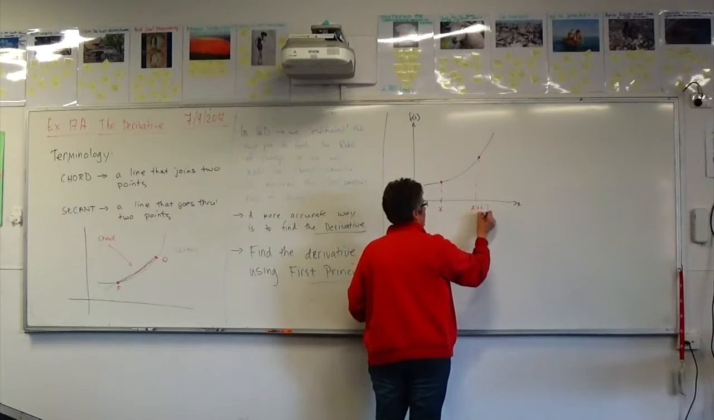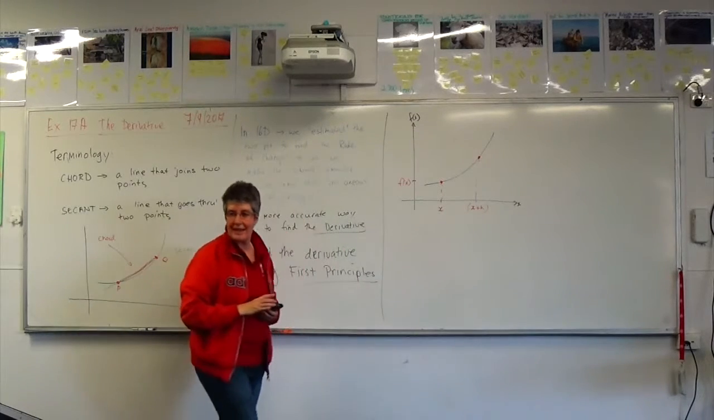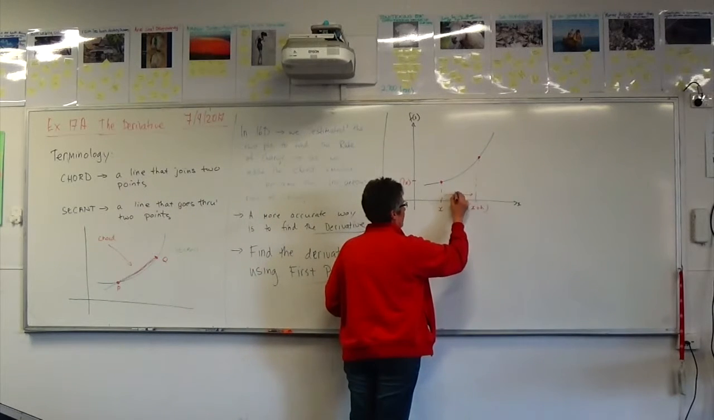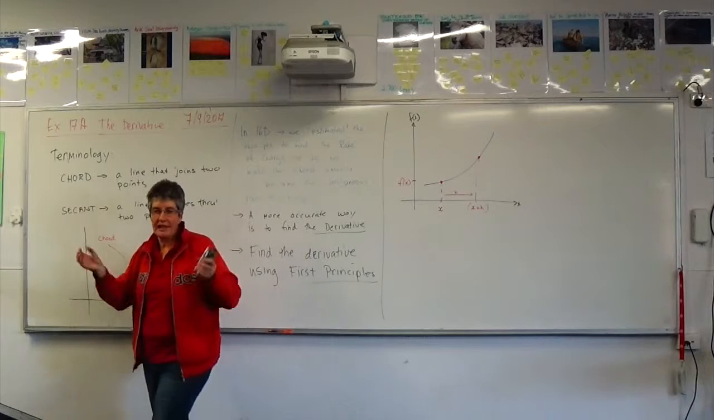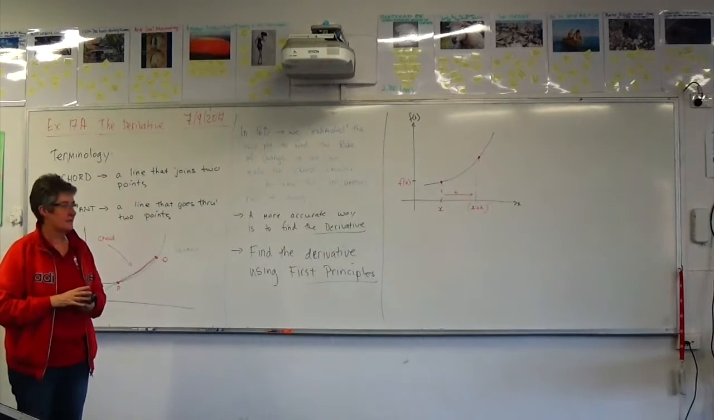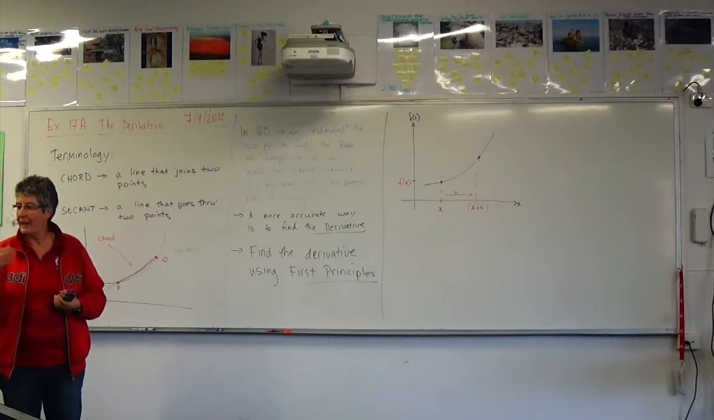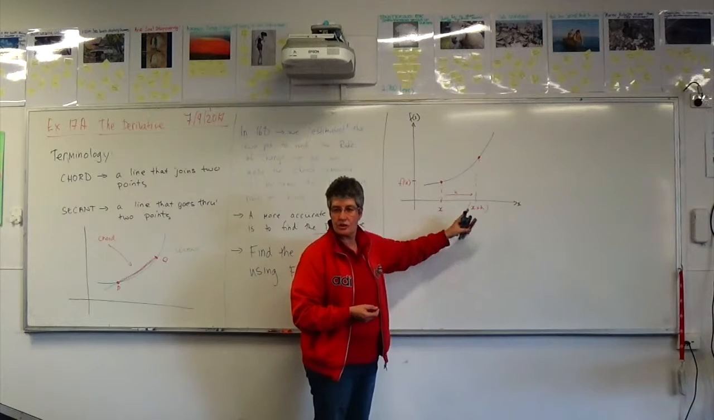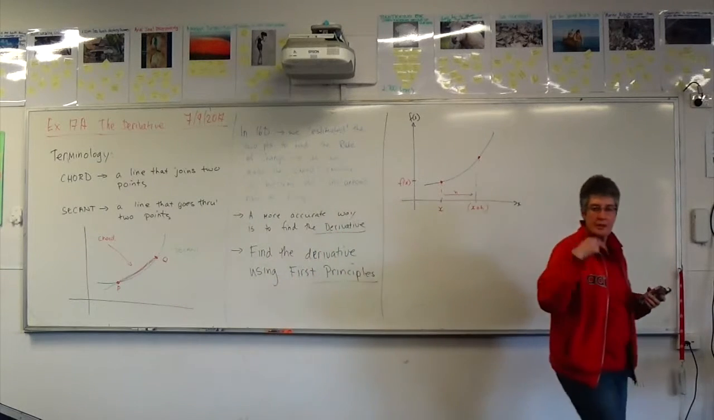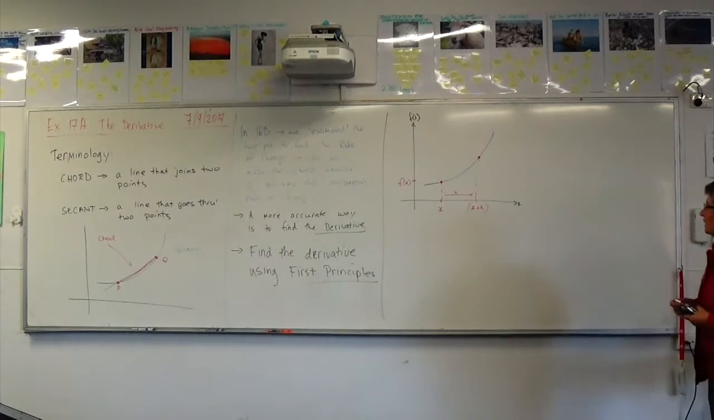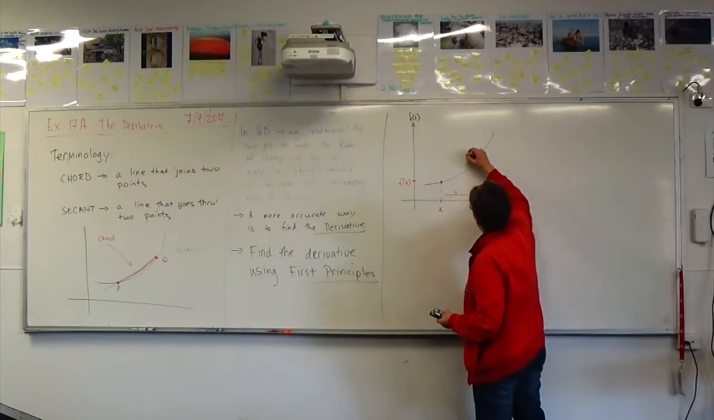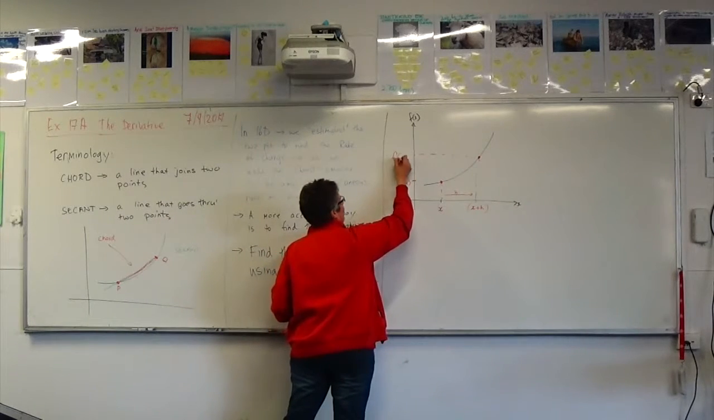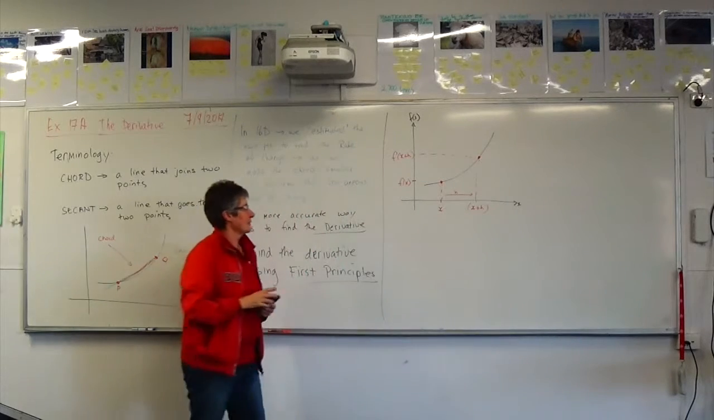I'm going to call this x plus h. So h is some distance across here. If h happened to be 1, that would be x plus 1. If h was 2 units, it'd be x plus 2. But I'm just calling that unit h for now. So what would that be? f of x plus h. Well done.